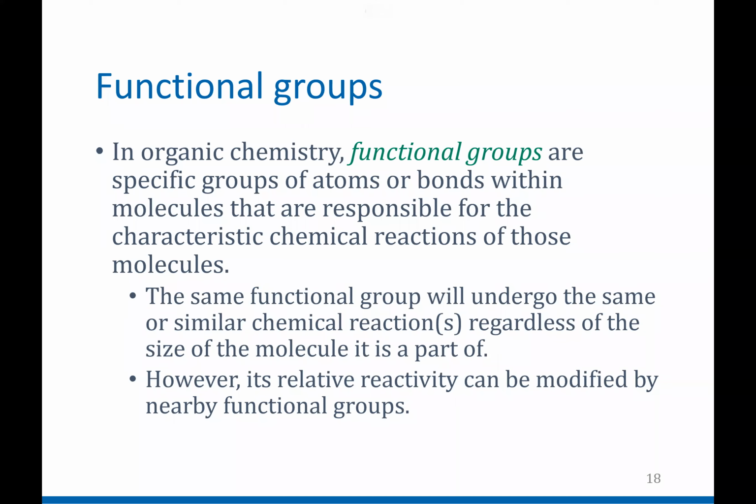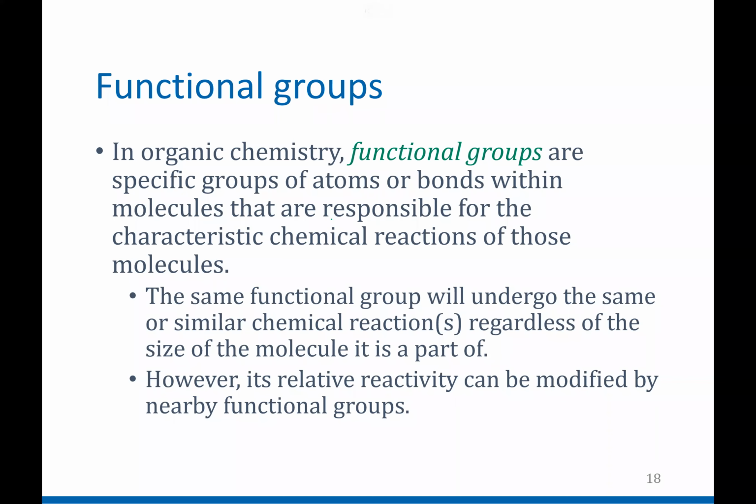In organic chemistry, functional groups are specific groups of atoms, so like OH, like we just saw, or bonds within a molecule that are responsible for the characteristic chemical reactions of those molecules.